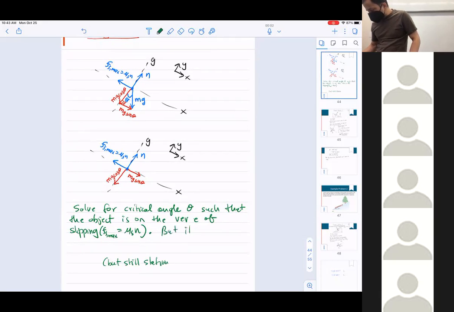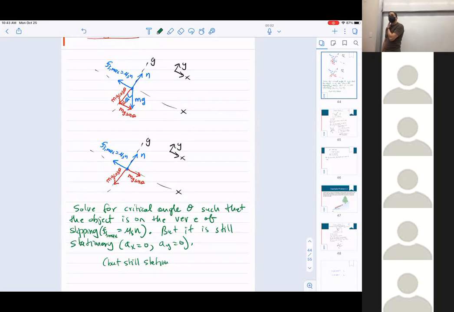But it is still stationary. That's English for saying that ax is 0 and ay is 0. It has no acceleration. Yes. Can you just remind me how you know that we can move that mg sine theta to the other? Like how I moved it from here to here? Because remember, I can always slide vectors parallel to themselves as long as I don't change their orientation or magnitude.